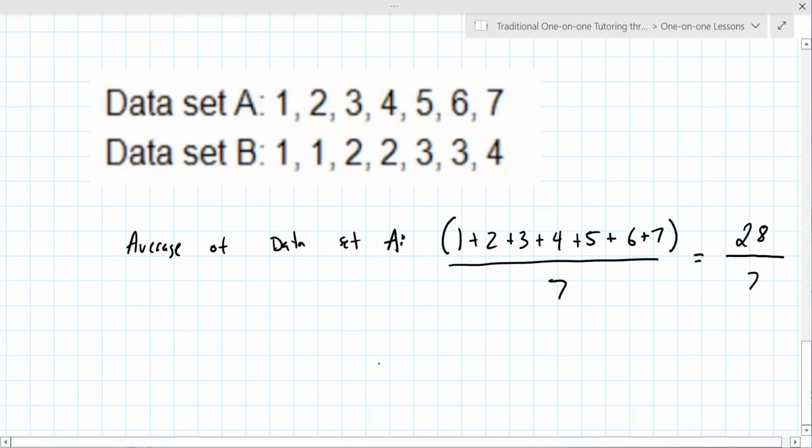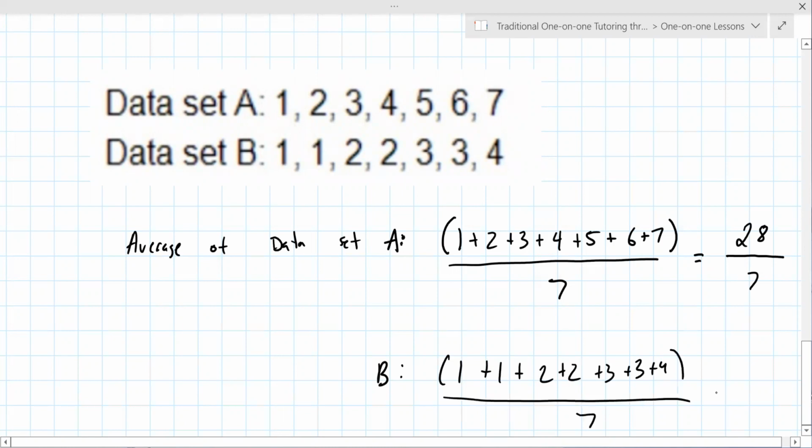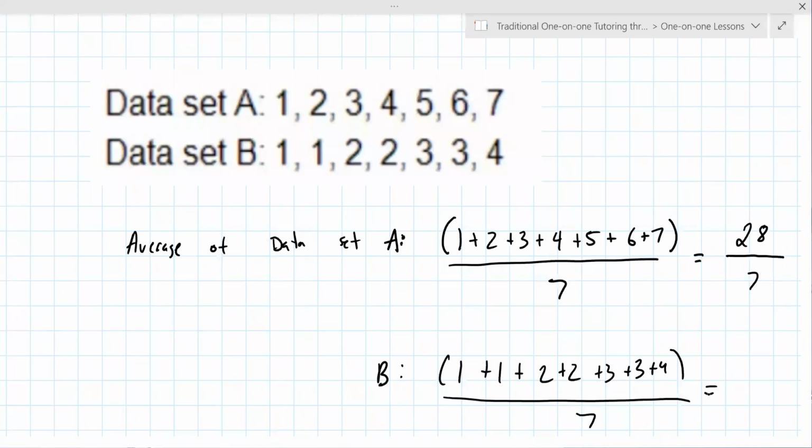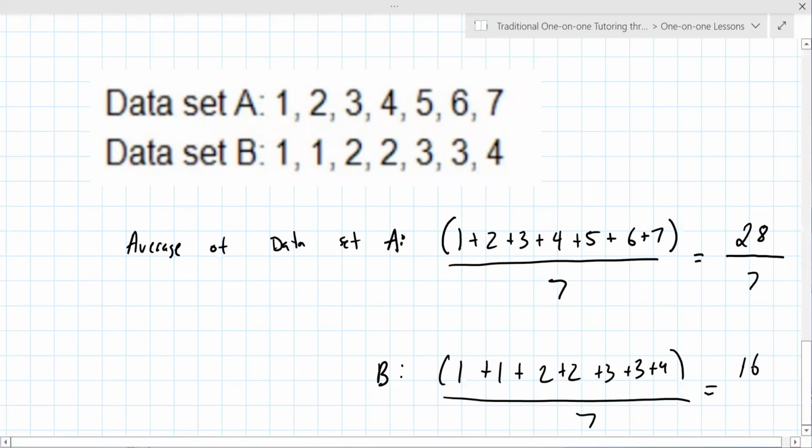Okay, very good. So I want you to find the average of data set B. Okay, and now the same thing for B right there. 1 plus 1 is 2. 2 plus 2, 4. Plus 2, 6. 6 plus 3. Nine plus 3. Twelve plus 4 is 16, and divide by 7. Wait, 7 doesn't go into 16. Just 2. That's okay. Sometimes it doesn't work out perfectly.